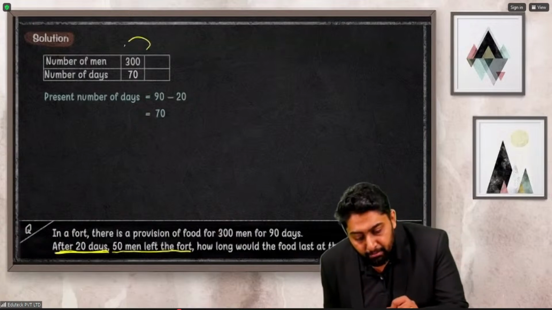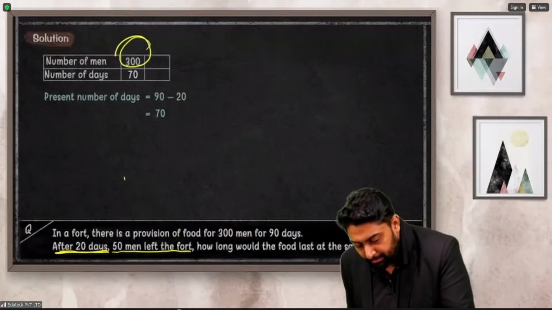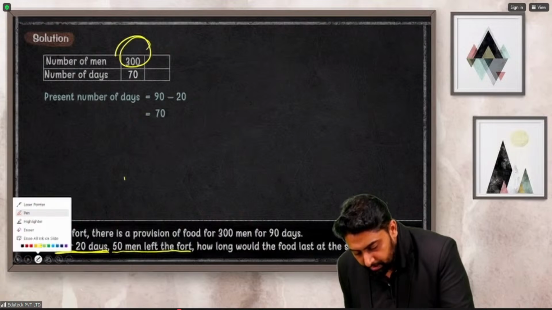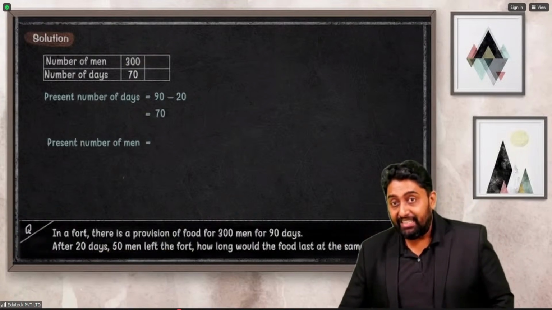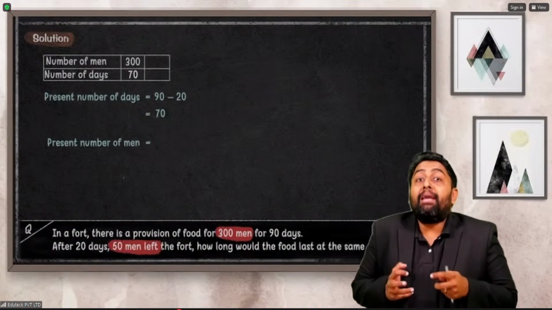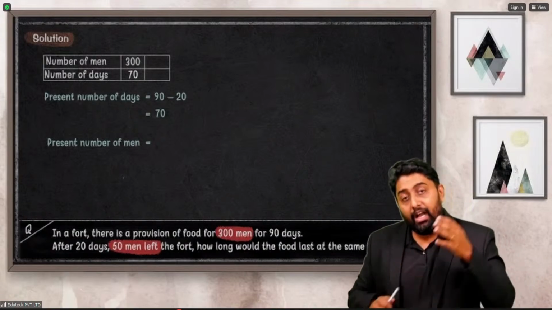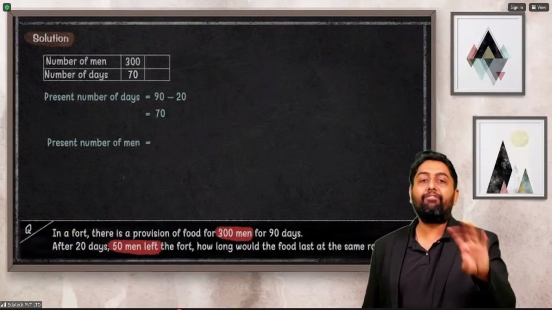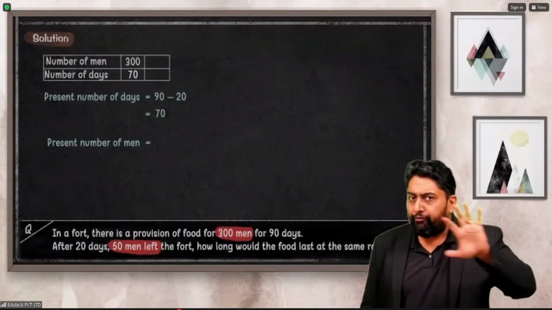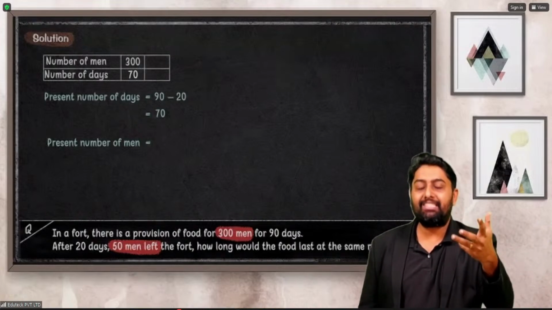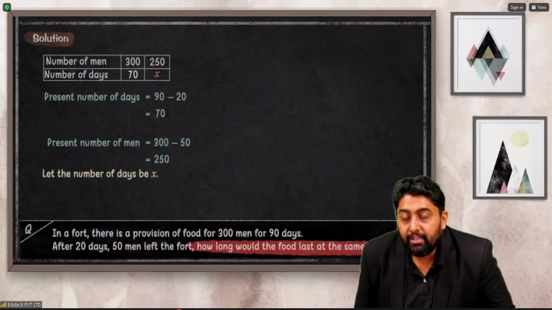And the number of men that we are supposed to cater to is 300. I hope this part is clear to everybody. Okay. The next part, what does it say? At that present time, there were 300 people. Out of those 300, how many had left? 50. So out of 300, if 50 have left, how many people are still left with us? 250, sir. 250. So that becomes your next part.